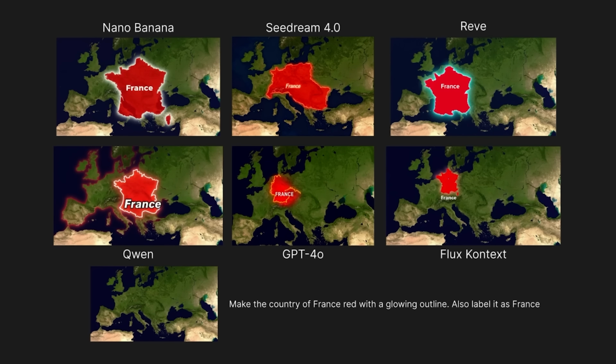And for another map challenge, this is another one I used from that motion graphics video. It says, make the country of France red with a glowing outline, also label it as France. But there's no clear markings around France in the image. And they all failed at this.